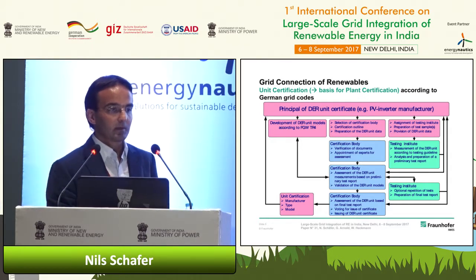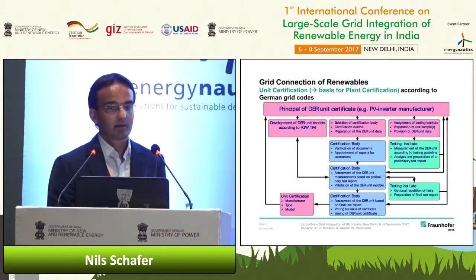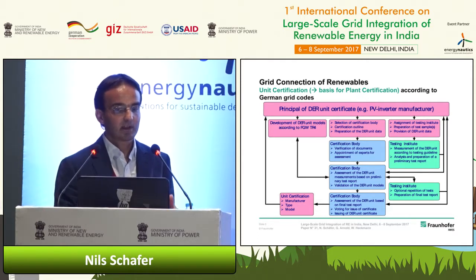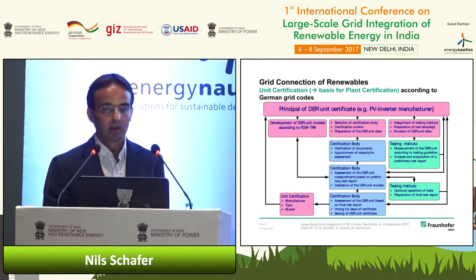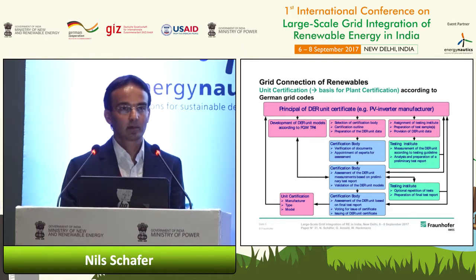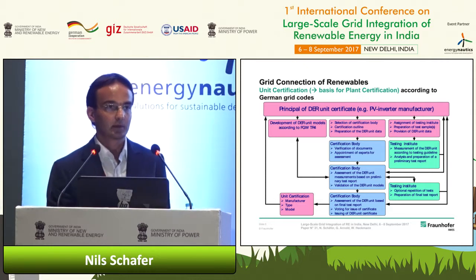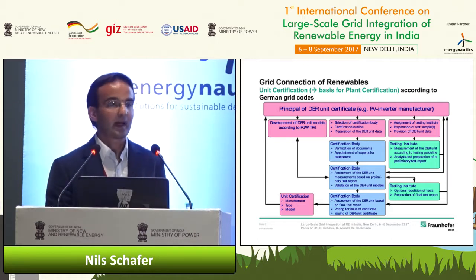The red boxes refer to the manufacturer. These are the tasks of the manufacturer. In blue, you see a certification body which supervises the certification process. It's independent. And the green boxes represent the tasks to be done by a testing institute, so measurements for a PV inverter or a wind turbine. This is a type test.